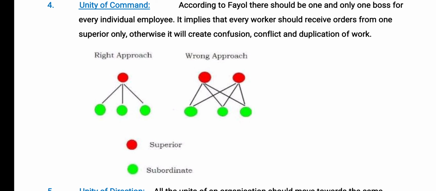There is one superior and 3 workers working under them. But in the second one, there are 2 superiors giving commands to the 3 workers, so they are confused whom to follow, what to do. So the command should be given by one supervisor to the workers.